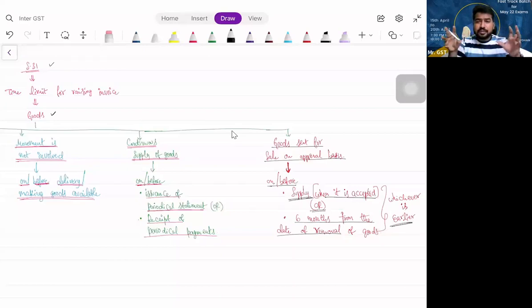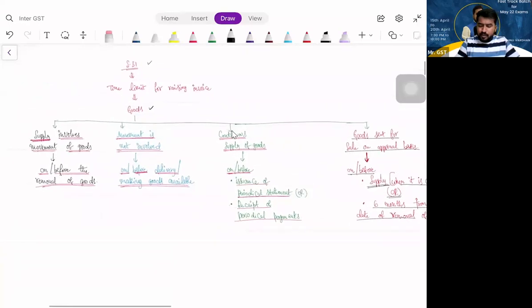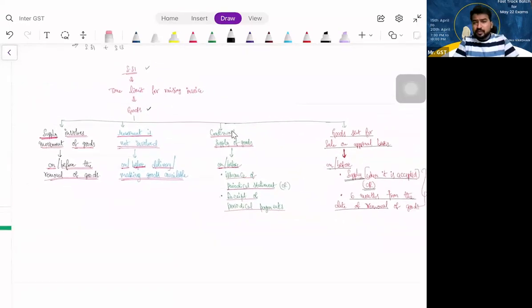So what is section 31 related to goods? We have discussed the time limit to raise the invoice with respect to goods. Everyone please repeat along with me. In case there is movement of goods, what is the time limit to raise the invoice, my dear friends? On or before removal. If there is no movement of goods, then on or before the delivery or making the goods available to the customer. If it is a continuous supply of goods, then on or before issuance of periodical statement or receipt of periodical payments, whichever is earlier.